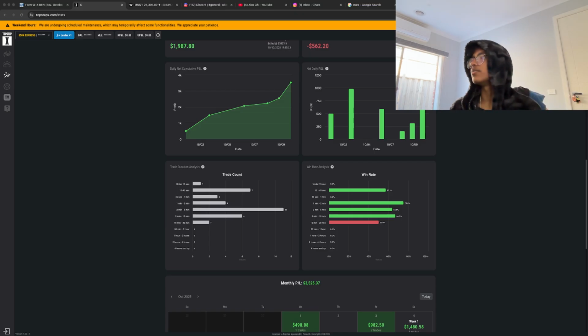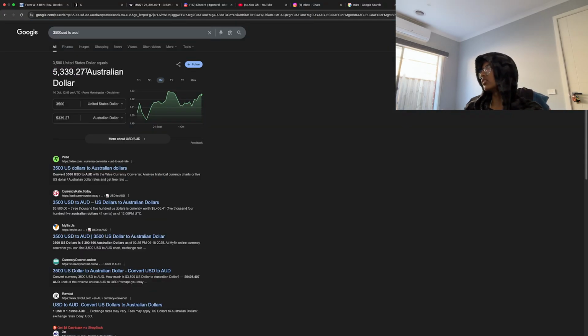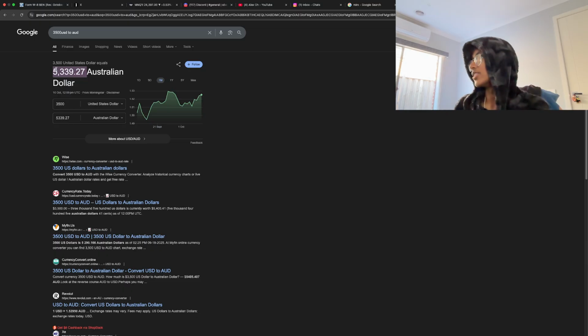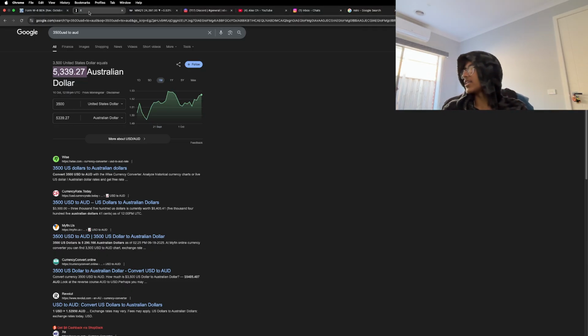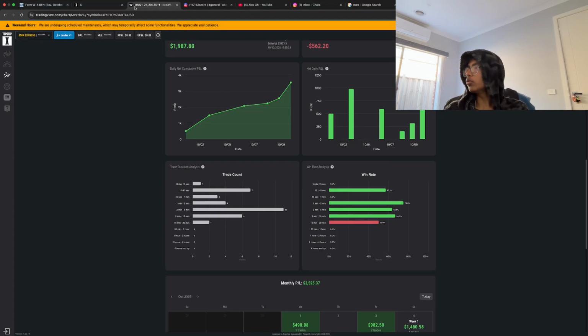The continuation model that has made me over $5,000 as a 16-year-old day trader. So yeah, let's get right into it. Some proof to just start off with. I got 3,500 USD, as you guys can see. If you convert that to Australian dollars, which is 5,300 Australian dollars, which is pretty sick if you ask me. And yeah, we'll get right into the continuation model.